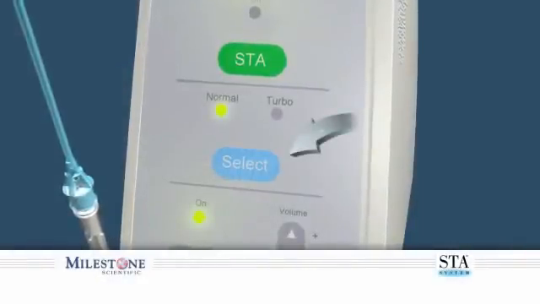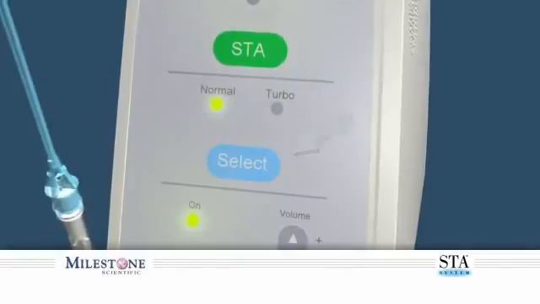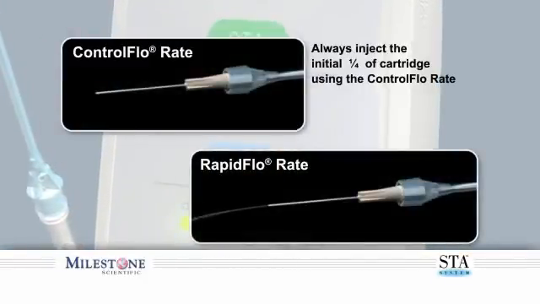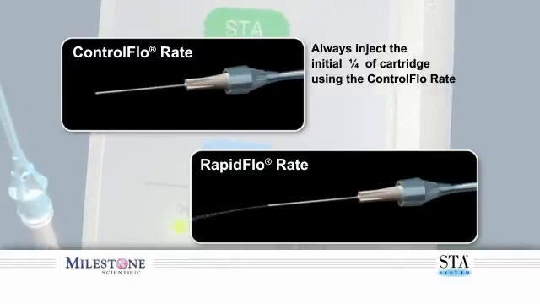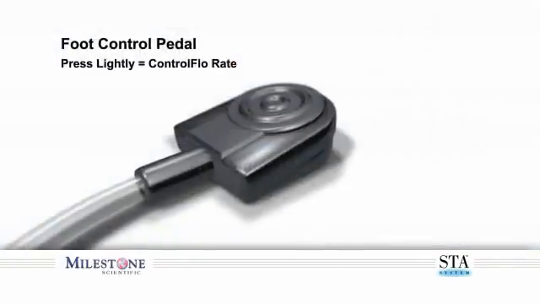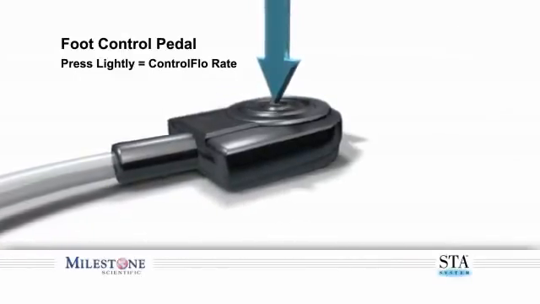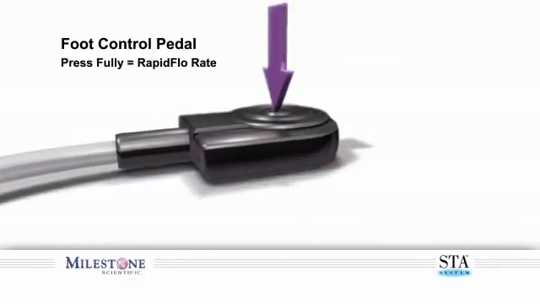Set the STA system to the normal mode, which allows the STA system to function with two distinct flow rates, the control flow and the rapid flow rate. We recommend using the control flow rate for the first quarter of the cartridge for all initial phases of infiltration and block injections. Depressing the foot control pedal lightly allows you to enter the control flow rate. Fully depressing the foot control allows you to enter the rapid flow rate. There is a corresponding beeping tone to distinguish these two rates that you will hear.